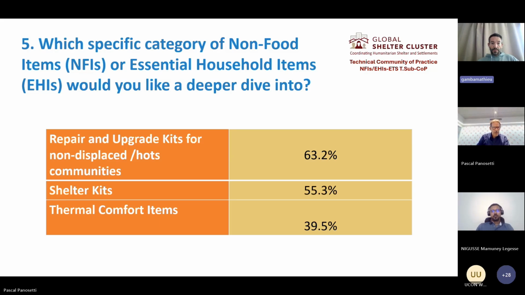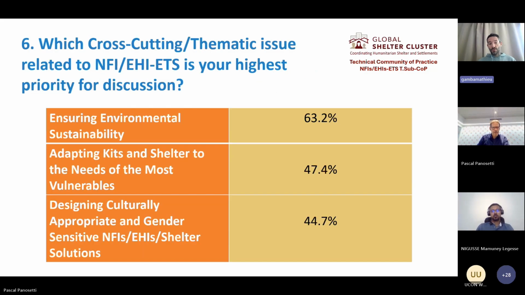Number six, the cross-cutting issues related to NFI: ensuring environmental sustainability. This is the top priority for you, followed by adapting the kits and shelter to the needs of the most vulnerable. Where is the flexibility between the standards and the reality on the ground, basically?